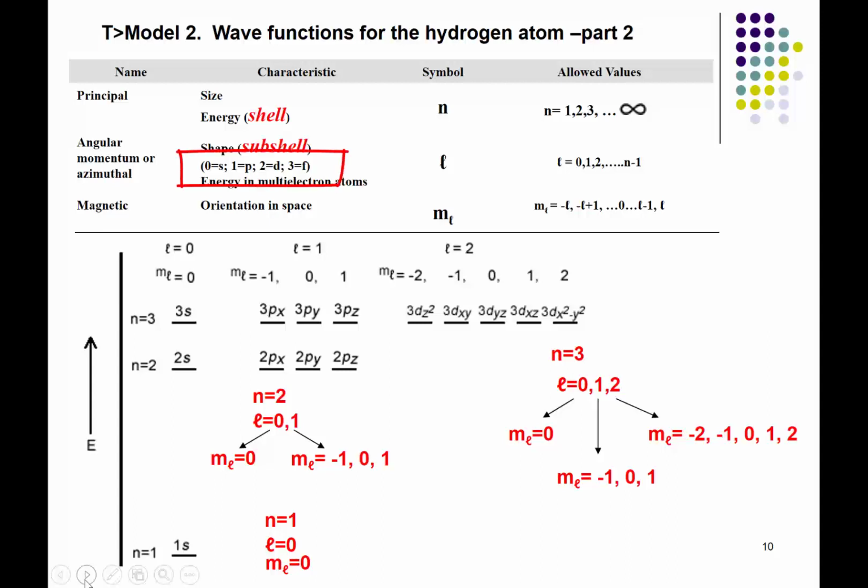The L equal to 0 corresponds to the S-type orbitals. L equal to 1 are those dumbbell p orbitals. And then finally, L equal to 2, as you shall see, represents the D-type orbitals.